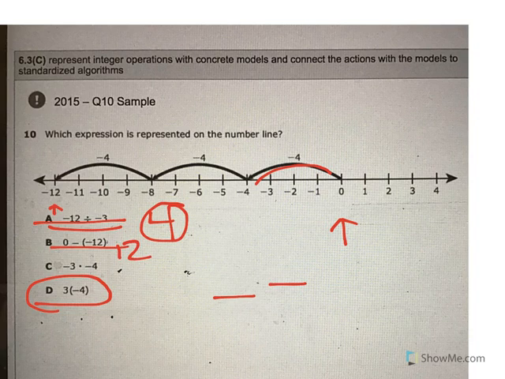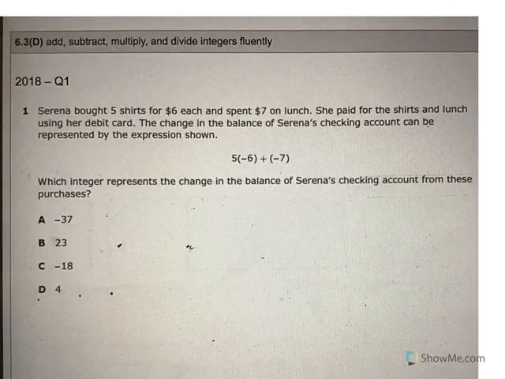And 12 is not the same thing. That's -12. On C, negative 3 times negative 4, a negative times a negative is a positive, so it would be positive 12. So it can't be C, because 12 and negative 12 aren't the same thing. And the answer is D.